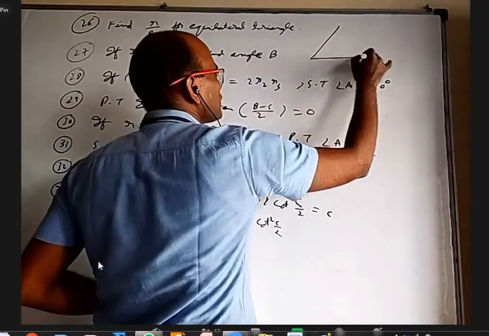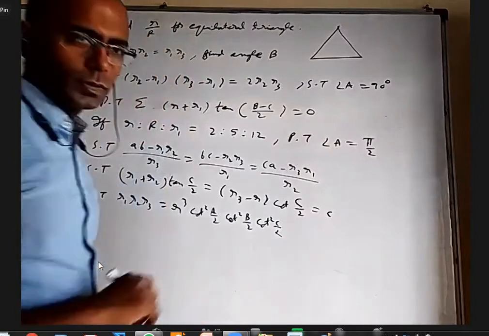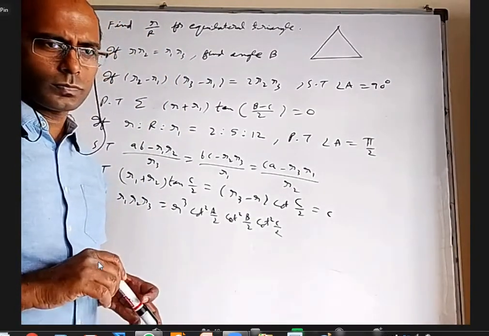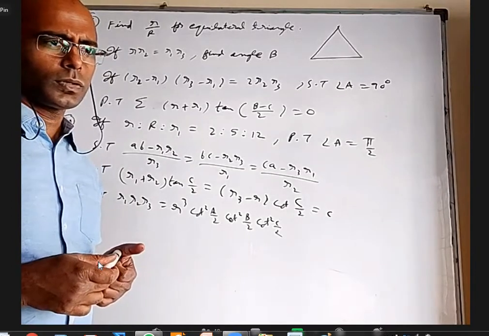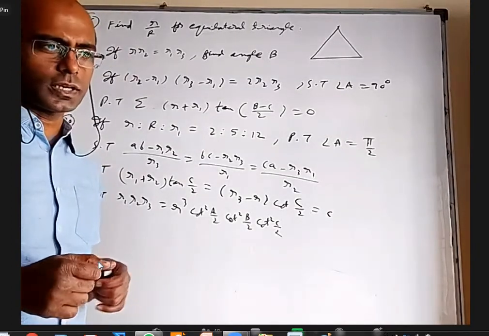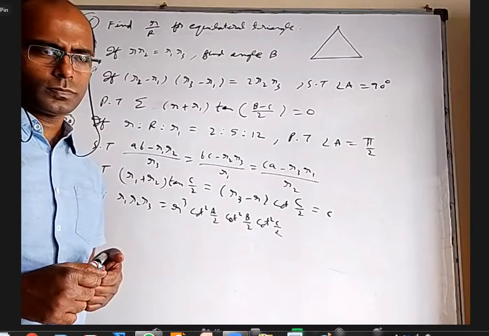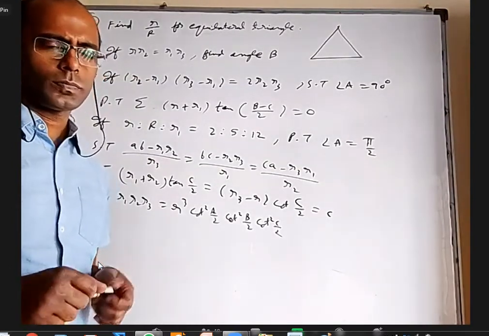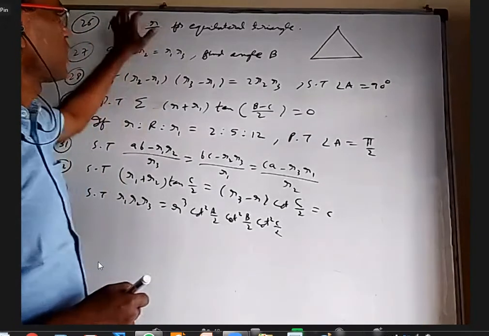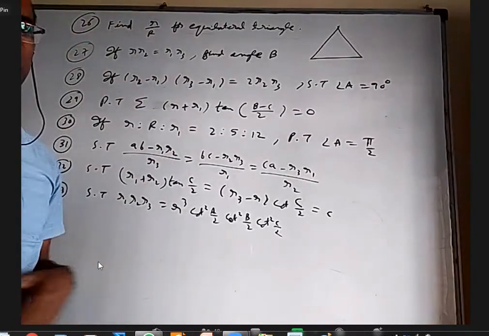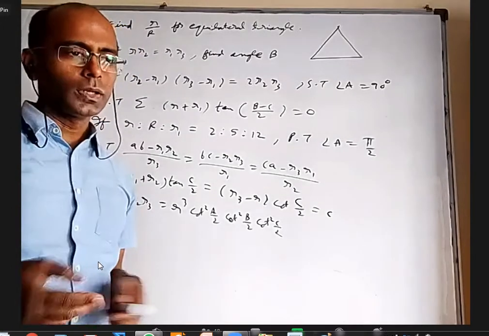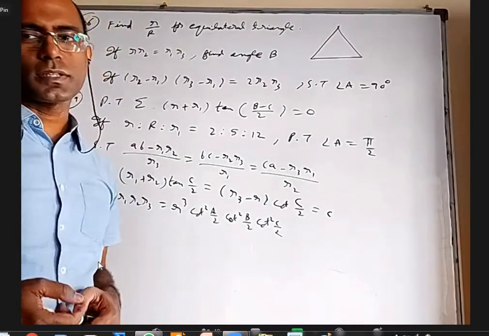Somebody said small r is delta by S, capital R is ABC by 4 delta. You can do that way, where A equal to B equal to C and delta equal to root 3 by 4 A square. Another one is 4R sin A by 2 sin B by 2 sin C by 2.